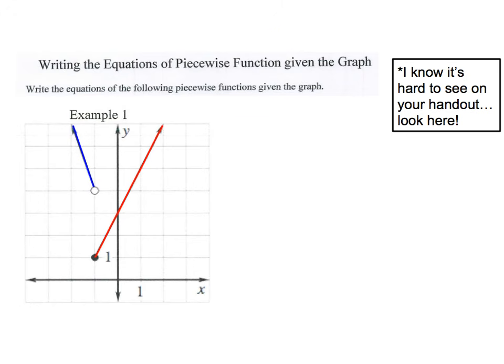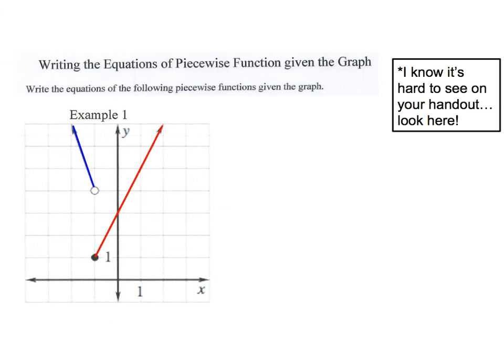So now what if you're given the graph and you want to be able to write the piecewise function? That's what we're going to practice in these next couple of examples. And I know it's kind of hard to see on your handout, so be sure to look on here to help you clarify where all the points are. So example number 1. We're given 2 lines, 2 pieces of our piecewise function, and we want to write the piecewise function that goes with this graph.